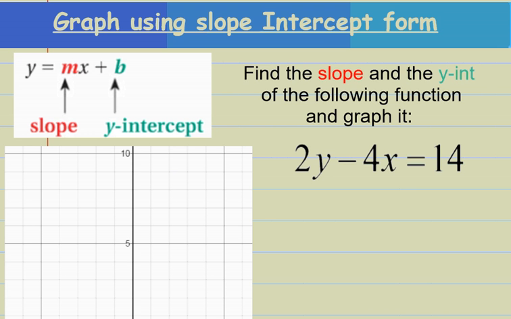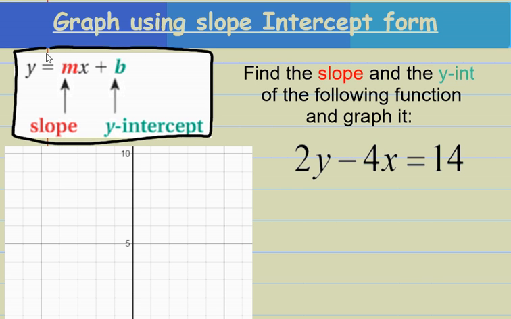Last one in the note packet looks like this. This one says find the slope and y-intercept of the following function and graph it. Well, the problem with this is it's not written in y equals mx plus b form. This is why for 2 chapters prior we had practiced solving for y. In order to get y equals mx plus b, you need to solve for y. We need to get our y's on one side and our not y's on one side. Our y's are already on the left. I need to get all my not y's to the right. So I'm going to add 4x to each side.